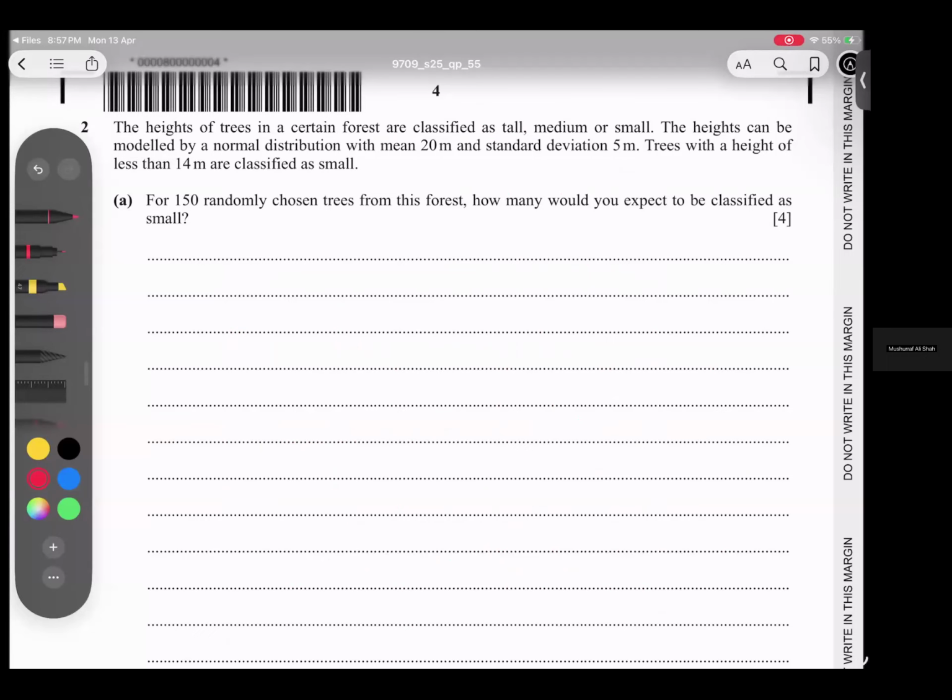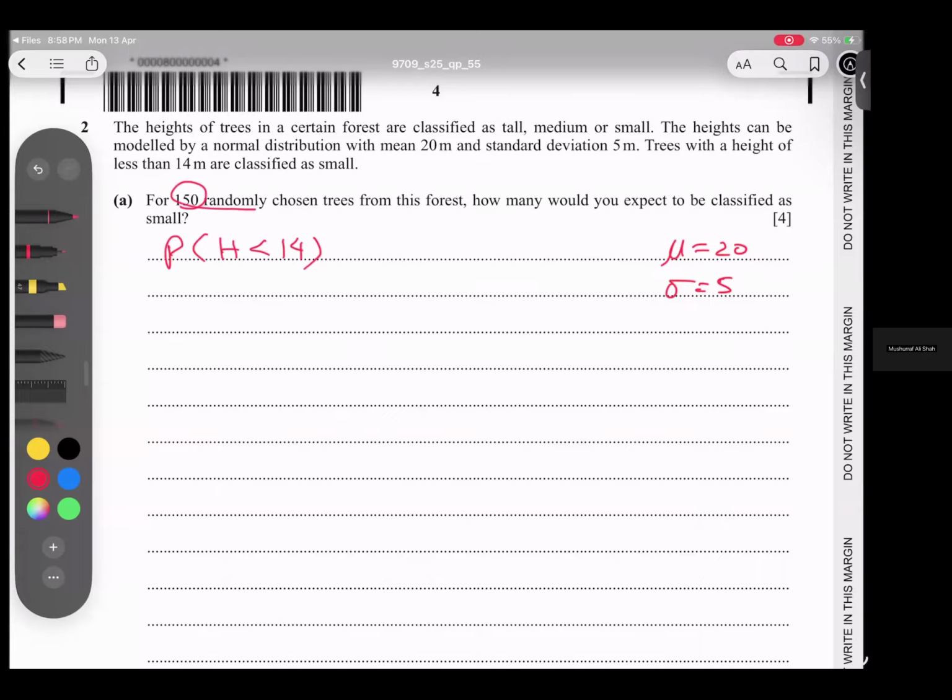Question number 2, students, we are going to start. The heights of the trees in a certain forest are classified as tall, medium, or small. The heights can be modeled by a normal distribution. So it means the topic is normal distribution. The mean is 20 and the standard deviation is 5. So we are given the mean value is 20 meters and the deviation value is 5 meters. Trees with height less than 14 are classified as small.